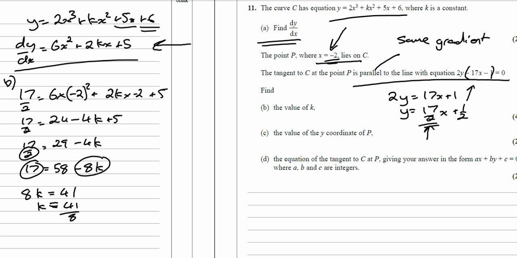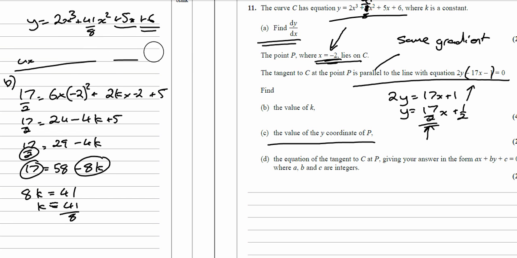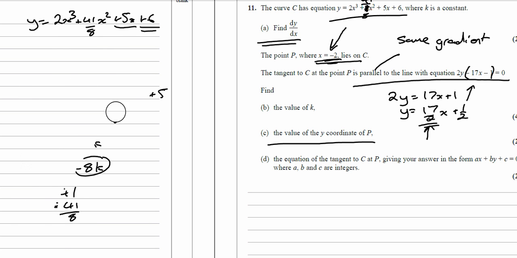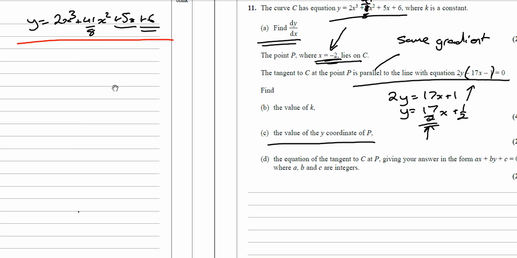So now we've got the value of k, what we can do is go back up to here and replace plus k with plus 41 over 8. Now we've got to work out the value of the y coordinate of P. So I know that when x equals minus 2, the y coordinate, I've got to substitute minus 2 into the original equation, but without the k this time. So we now know that the original equation should have been 2x cubed plus 41 over 8x squared plus 5x plus 6. We're going to substitute, so part C, sub in x equals minus 2.